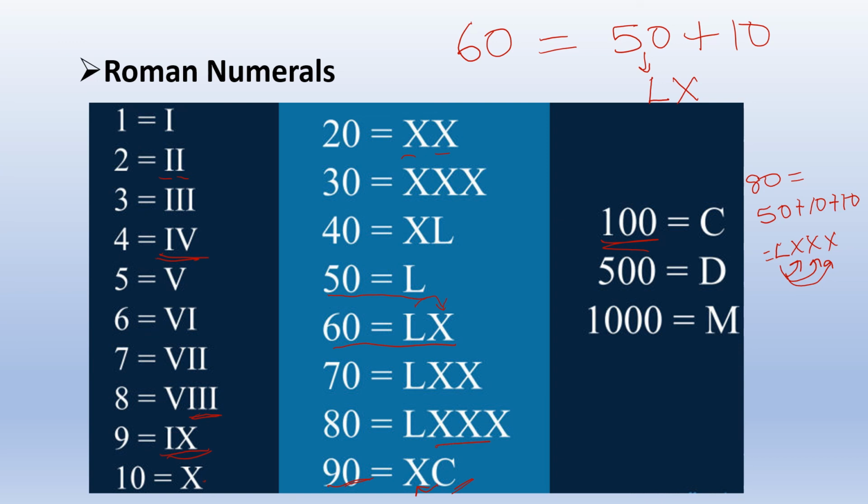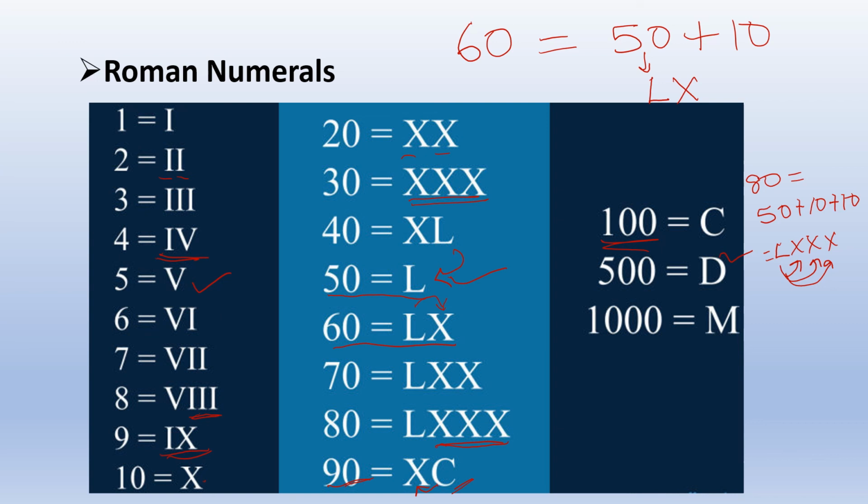Just like that, can you see? X is repeated for a max of 3 times. Understood? Even over here, after 30, it is not being repeated for 40 as XXXX. You are writing 40 in terms of L. Understood? That means the same symbol is not repeated more than 3 times. But the symbols V, L and D are never repeated. V, L and D are never repeated.